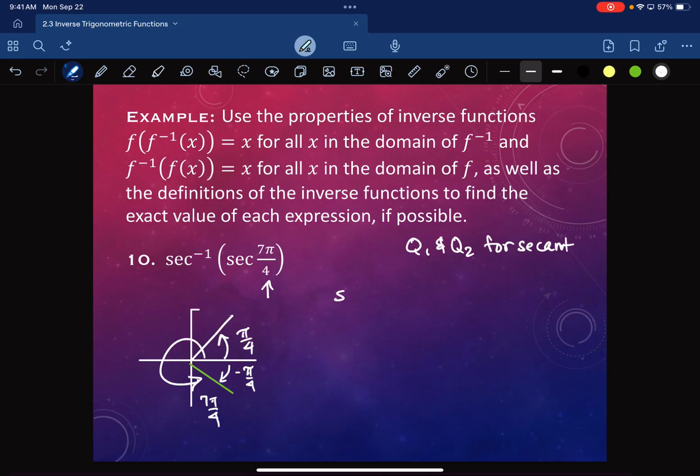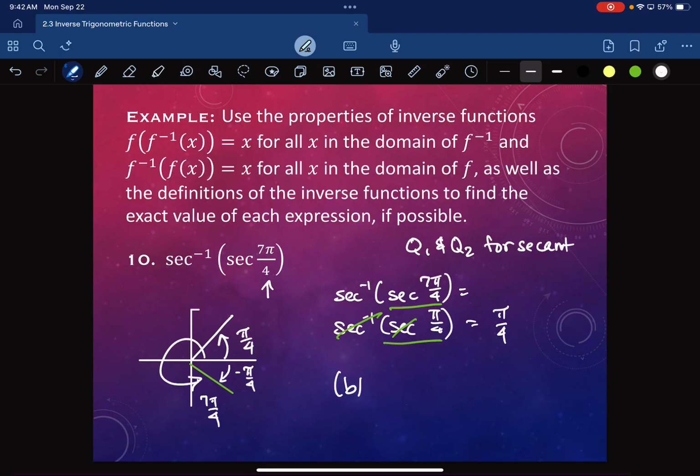So the inverse secant of the secant of 7 pi over 4 is the same as the inverse secant of the secant of pi over 4. Those are the same location. Well, they're the same secant value. I'm not saying that the pi over 4 and the 7 pi over 4 are the same value, but the secant of them is. And now I'm in the correct quadrant, so I'm able to cancel out my secant and my inverse secant, and I get back pi over 4.